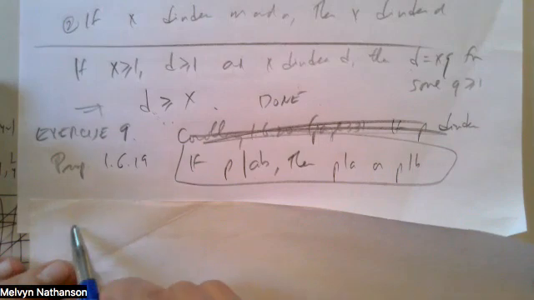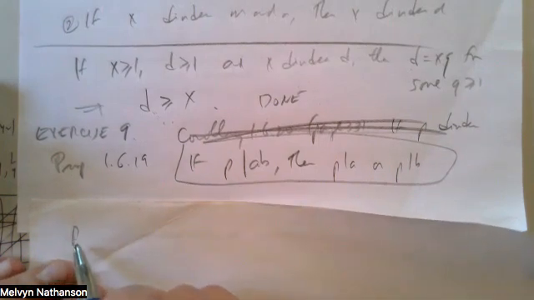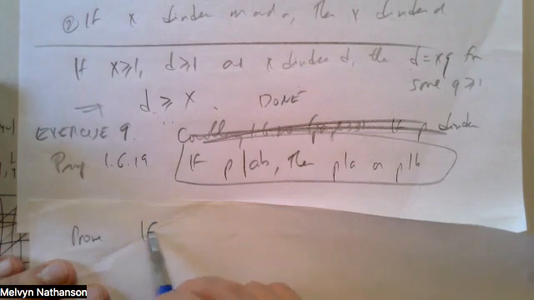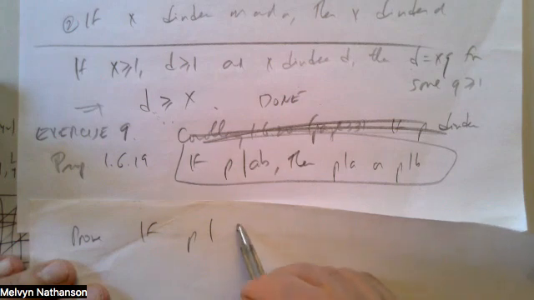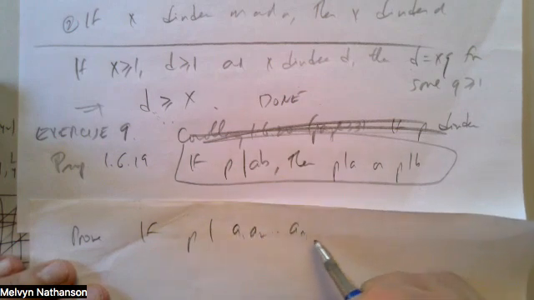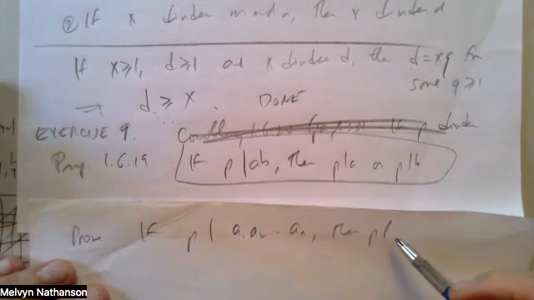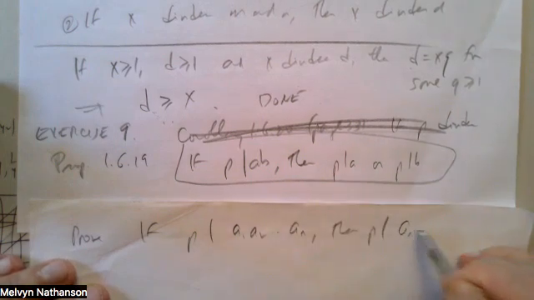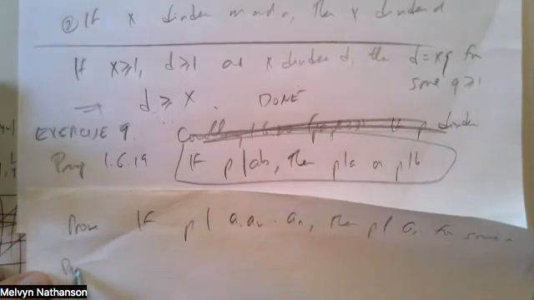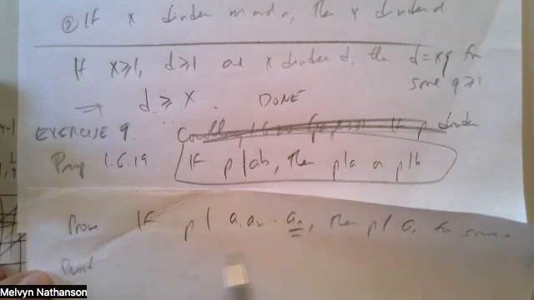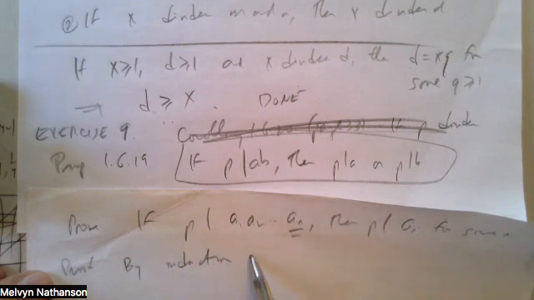And the proof, so given this, so now we want to prove if P divides a product of any number of integers, A1, A2, up to A sub R, then P divides at least one of them. So P divides A sub I for some I. And the proof, so this is a product of R integers. So the proof will be by induction on the number of factors R.